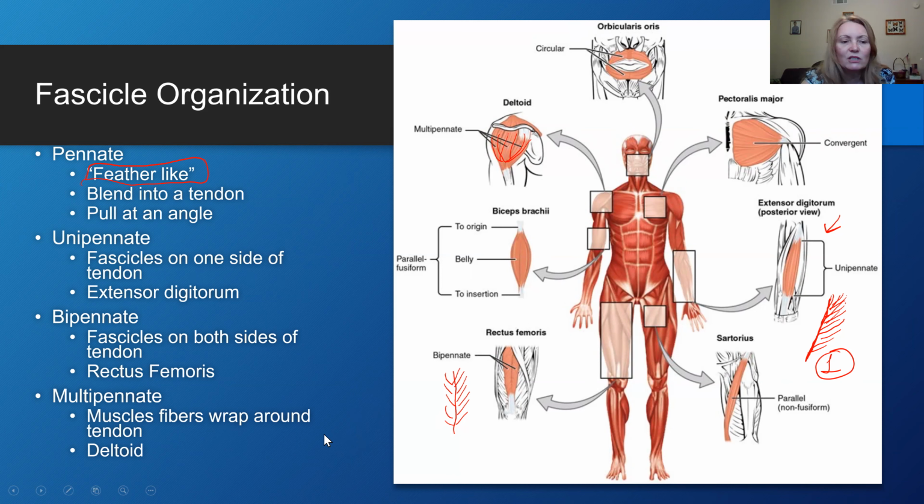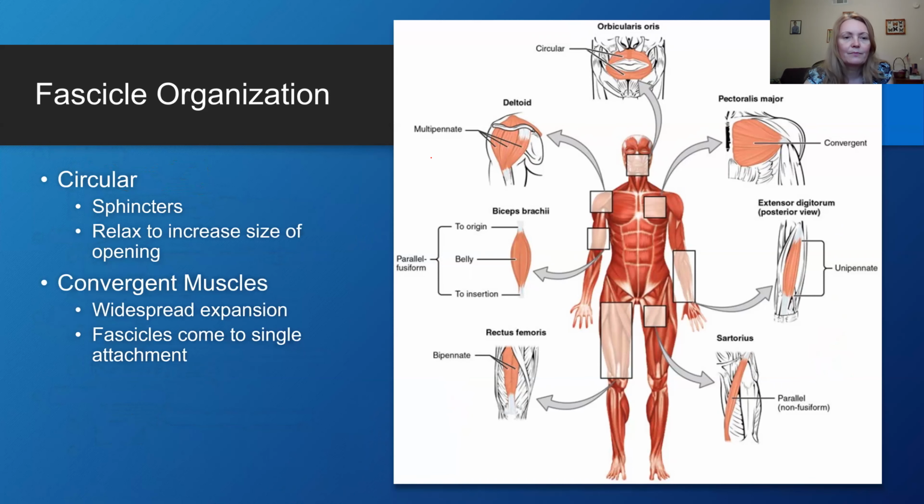Bipinnate: fascicles on both sides of the tendon, that's a bipinnate. And multipinnate muscle fibers wrap around the tendon. So right here, multipinnate. An example would be the deltoid. Muscles can be circular. Circular, for example, orbicularis oculi or orbicularis oris, shown over here, or some sphincters.